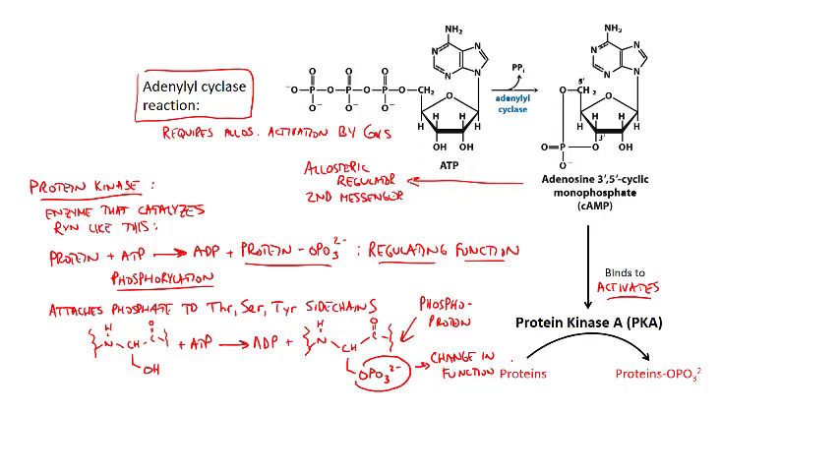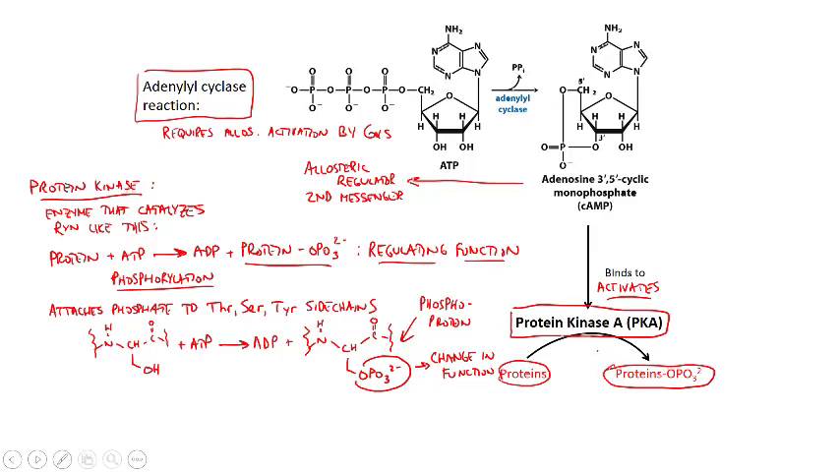Why do you think putting a phosphate on a serine, threonine, or tyrosine side chain might change the function of a protein, and how? All right? I'm not going to give you the answer, but I think you can figure it out if you think about it a little bit. So protein kinase A attaches phosphates to various proteins, ending up with proteins with modified function.